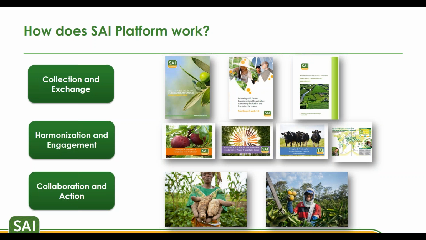So how do we work? There's three main focuses for SAI platform. We collect and exchange information and learnings from projects and research. We strive to harmonize and engage within the supply chains, and we collaborate to actually implement projects on the ground. And this is very much how we work within the FSA program as well.